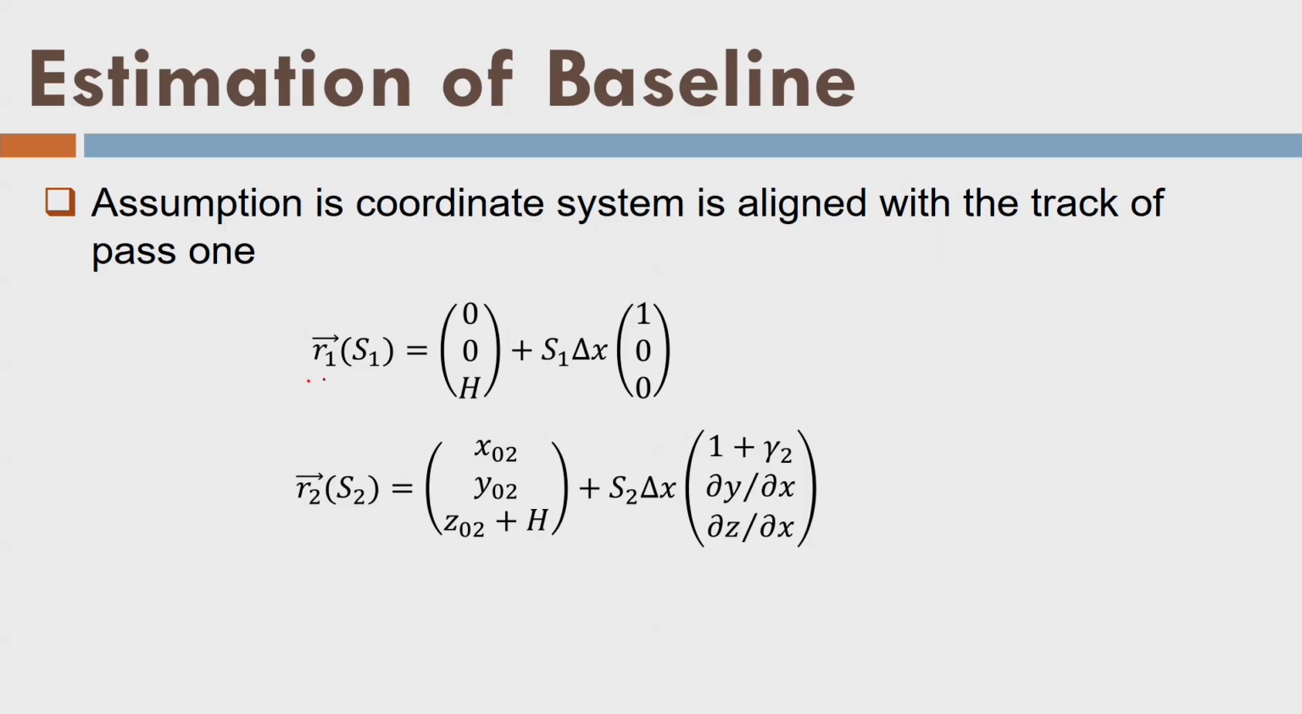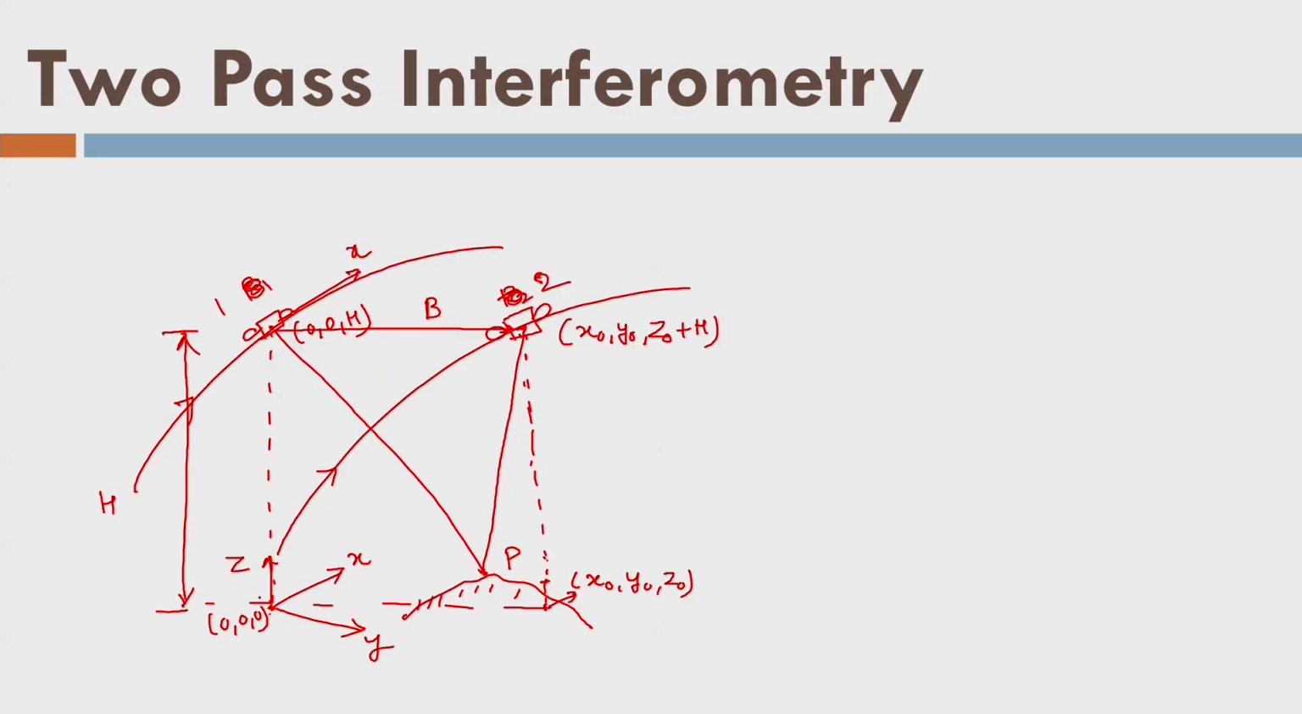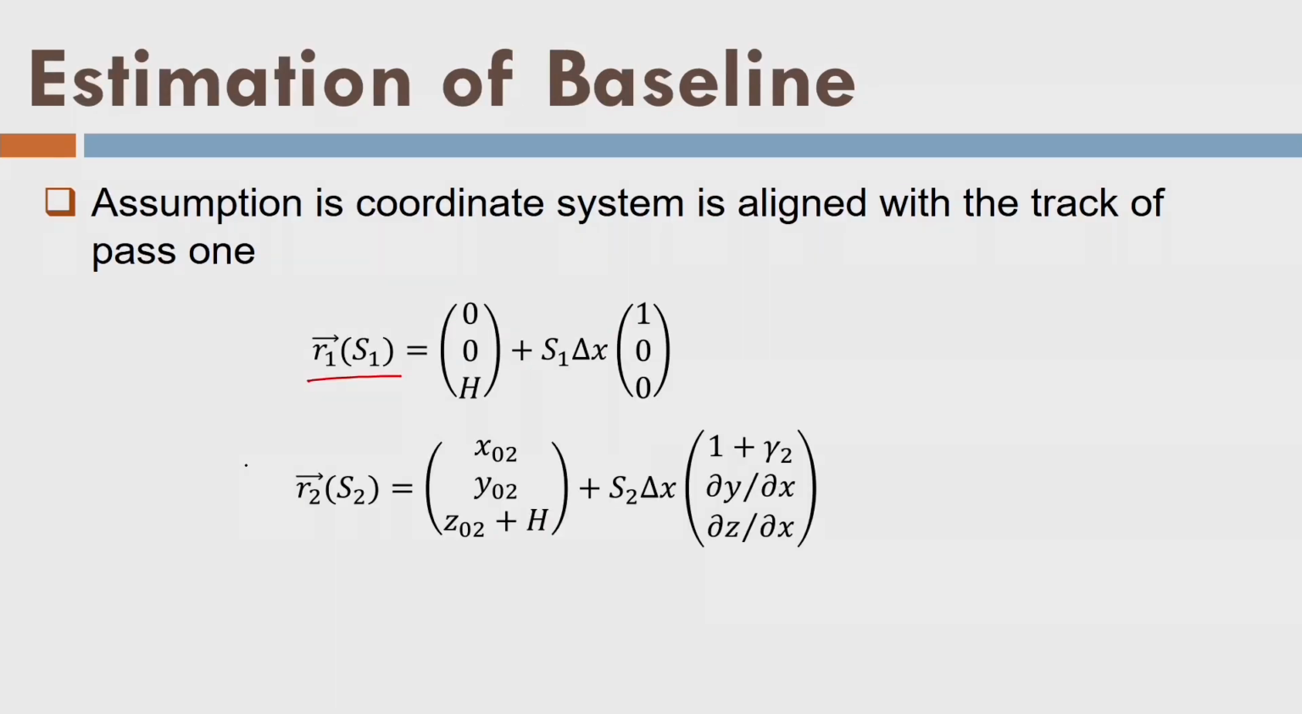This logic is there. I have written the position of R1. This is R1 here to here, this vector, and this vector is R2 here. I write it R2S. This is R1S. So now this is R1S1. So I am writing 0 0 H plus this S1 is pulse number and delta x is the along track pulse spacing. So for one pulse spacing, I have delta x. For S1 number of pulse spacing, I will have this distance. So then I am writing 1 0 0 here. That is R1 vector. Now what is R2 here?